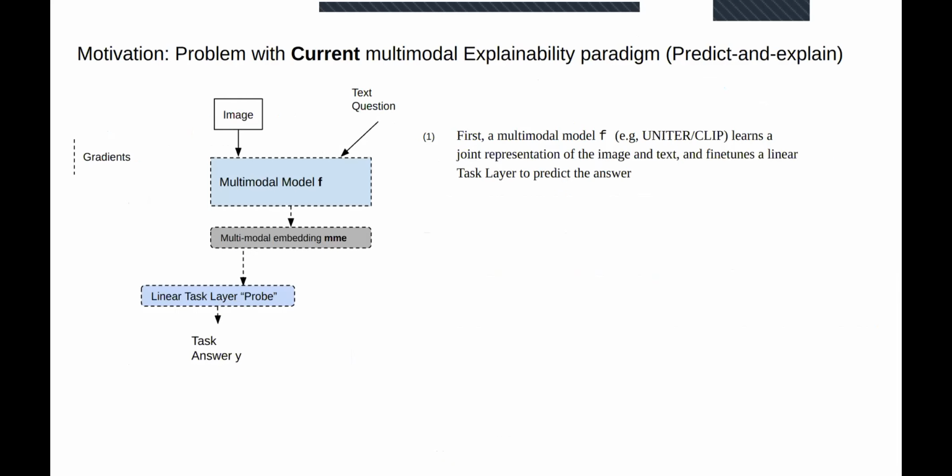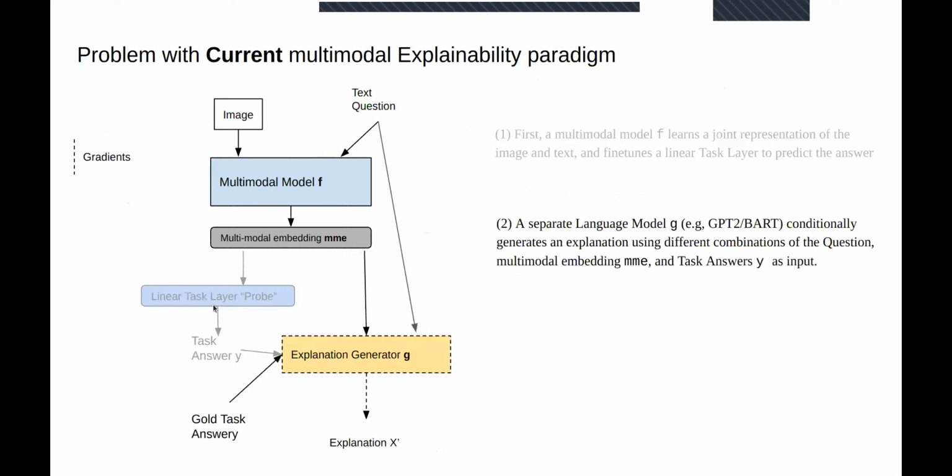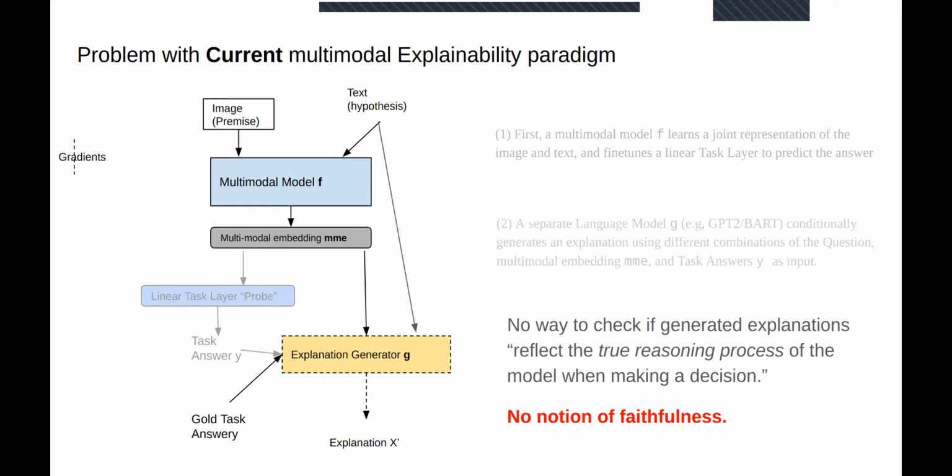The problem with this existing multimodal explainability paradigm is that the modeling is post hoc and disjoint. It's post hoc and disjoint because first, we have a multimodal model F, which can be UNITER or CLIP, so any kind of multimodal model, which then learns a joint representation of image and text and fine-tunes a linear task layer to predict the answer. Then, to generate explanations, a separate language model conditionally generates the explanation using the question, multimodal embedding, and task answers as the input. The problem with this is that there is no way to check if the explanations themselves reflect the reasoning process of the upstream model when making a decision, and it's subject to label leakage or artifacts which correlate the task label and the explanation text in the training data. So these are actually two separate models.